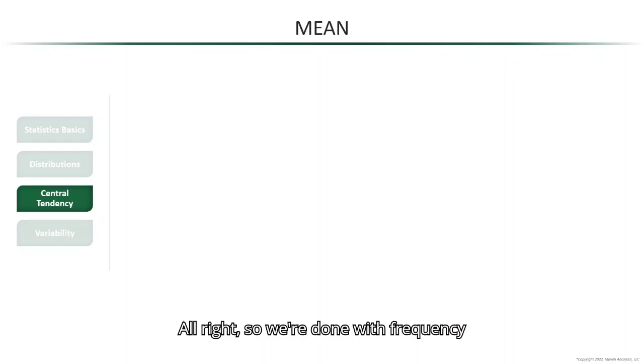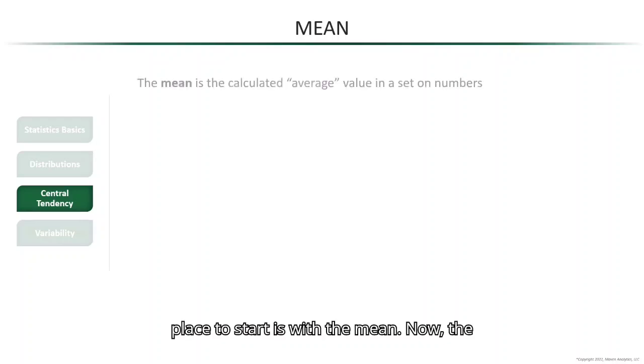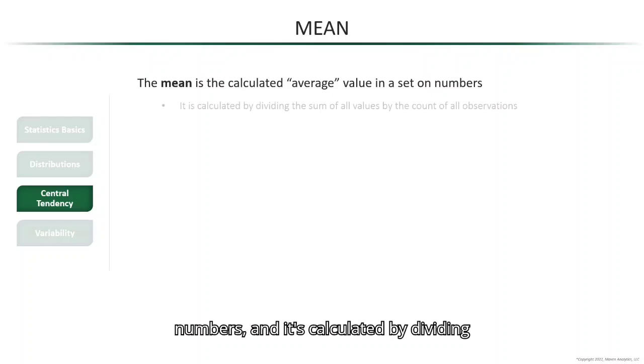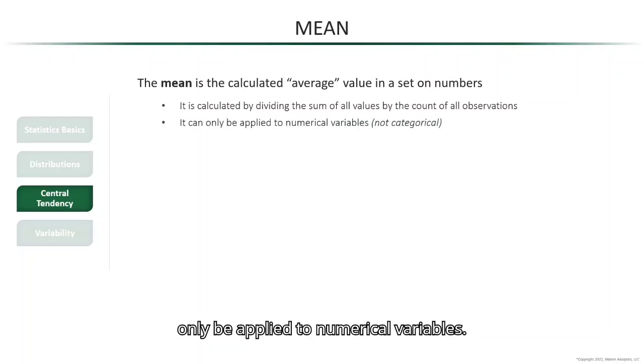Alright, so we're done with frequency distributions now. Time to talk measures of central tendency. And the natural place to start is with the mean. Now the mean, as you already may know, is the calculated average value in a set of numbers. And it's calculated by dividing the sum of all the values by the count of all the observations, meaning that it can only be applied to numerical variables.